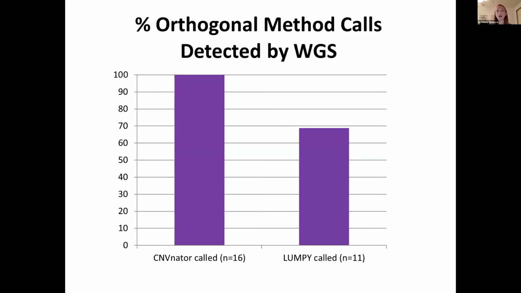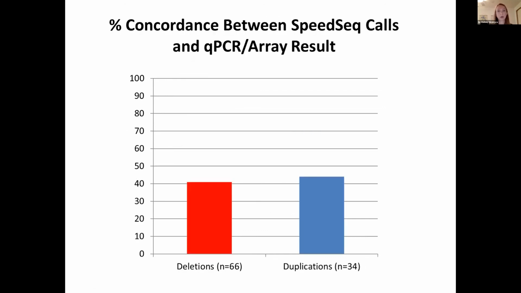So of those calls that I showed you earlier, some that were detected by arrays, some that were originally detected by targeted panel structural variant detection, CNVnator caught 100% of those by whole genome sequencing. And LUMPY caught about 70% of them. So all of our structural variants that we were looking for that were clinically significant were caught by at least one method using SpeedSeq. So that was great.